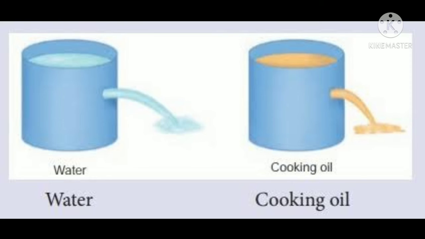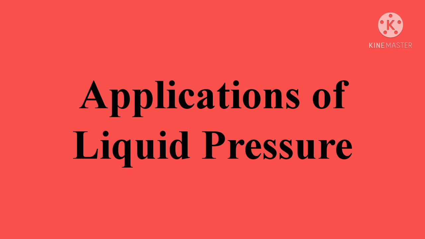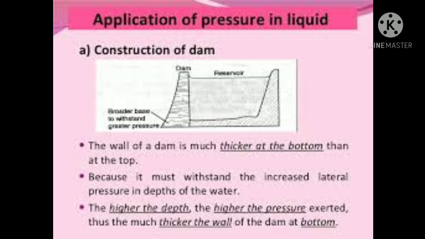Now we'll go through the applications of liquid pressure. Before, we covered some applications of pressure; now, what applications are there for liquid pressure? The first application is the construction of a dam. The wall of the dam is thicker at the bottom than at the top because it should withstand increased lateral pressure. The higher the depth, the higher the pressure exerted, and so the wall is thicker at the bottom of the dam. Thin in the upper position and thick in the lower position.